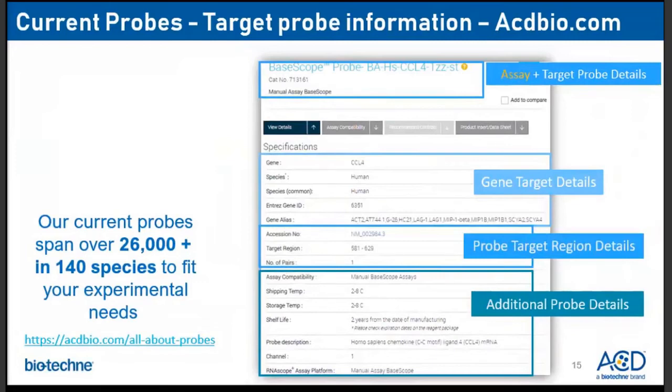In other cases where you may be interested in our BaseScope probes, here's a probe targeting CCL4 of the human transcript, and it's a 1 ZZ probe. BaseScope probes can be shorter, and so they're usually between 1 and 3 ZZ pairs. So this probe is a 1 ZZ probe, and it's a short target probe. BaseScope is the assay, and here's the probe name. Similar information is also provided for the BaseScope probes as for RNAscope.